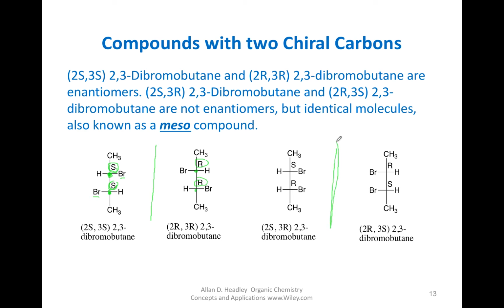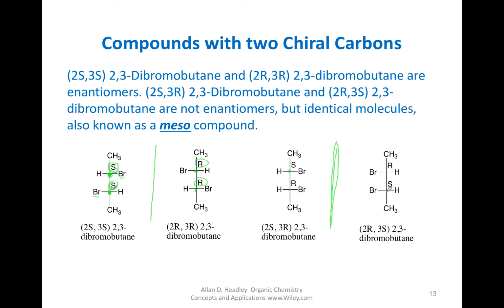Put a mirror right down here, you will discover that they're mirror images of each other. And you will discover that this is an S, and this is an R, this is an R, and that's an S. So it looks as if they would be enantiomers.